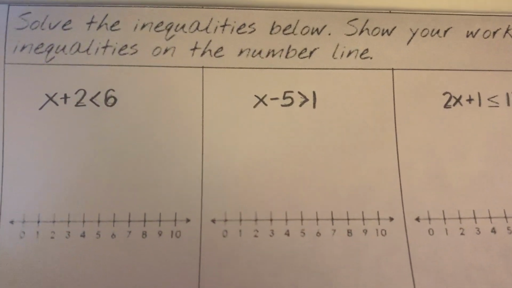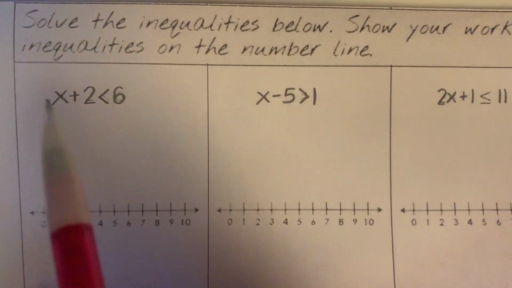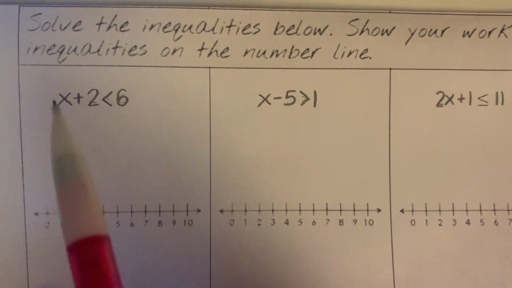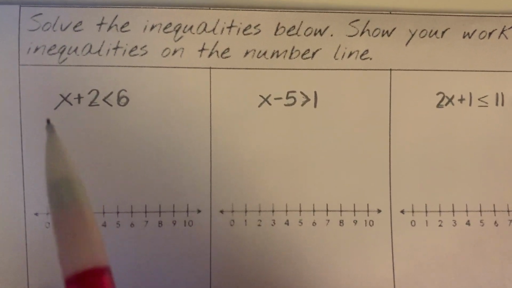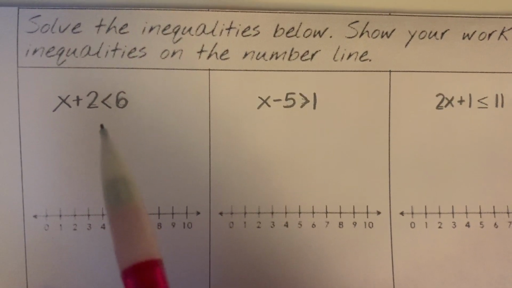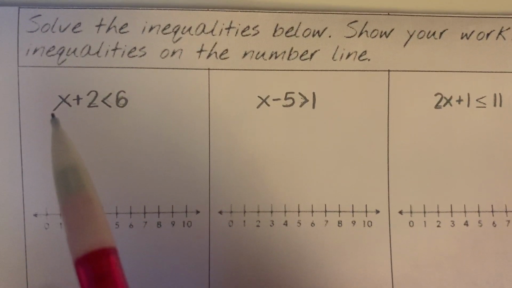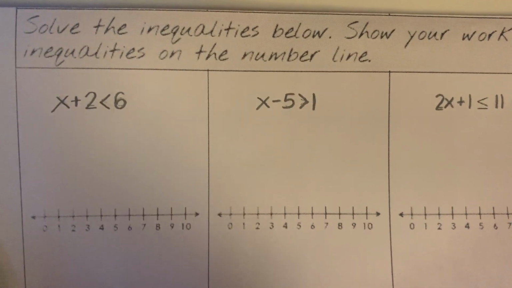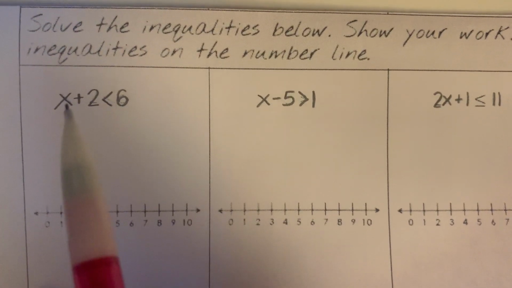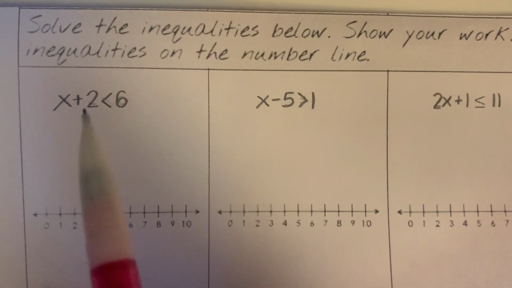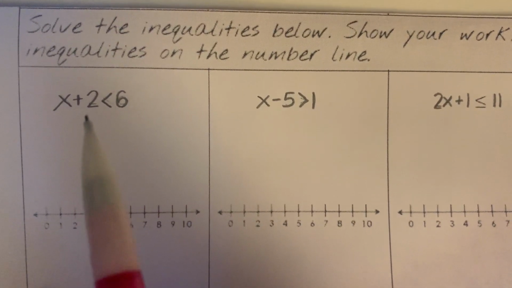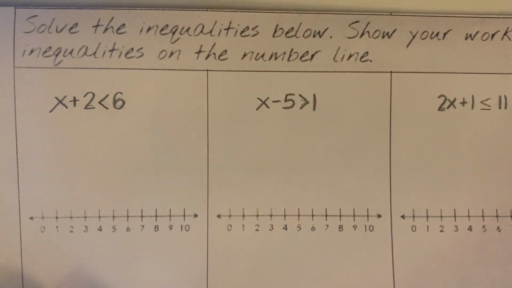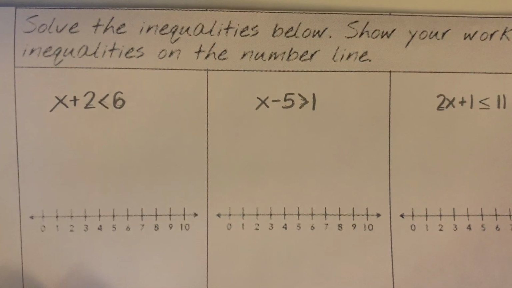And the reason we have to do that is because if we look at this inequality, x plus 2 is less than 6. We're going to have lots of different things that x could be. When I add 2 to them, it's less than 6. For instance, when I take 1 and add 2 to it, it's 3, and that's less than 6. So that's one possible solution. 0 plus 2 is 2, which is less than 6. That's another possible solution. So we want to show all of the solutions to the inequality.